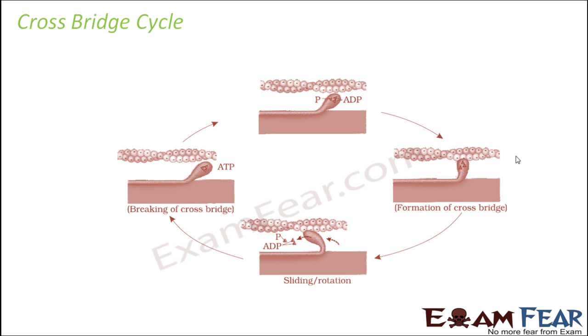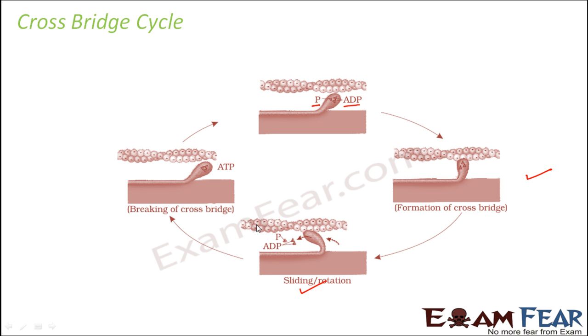So let us first look at the cross bridge cycle. So what is this cross bridge cycle? As I said, it will start from here where you have this actin, and this is your myosin. Now when ATP gets hydrolyzed to form ADP and phosphate, a lot of energy gets released, so myosin gets activated. When myosin is activated, it combines with actin. So cross bridges are formed. After that, the inorganic phosphate gets released, ADP also gets released. So as a result, the myosin head pivots, it results in sliding.